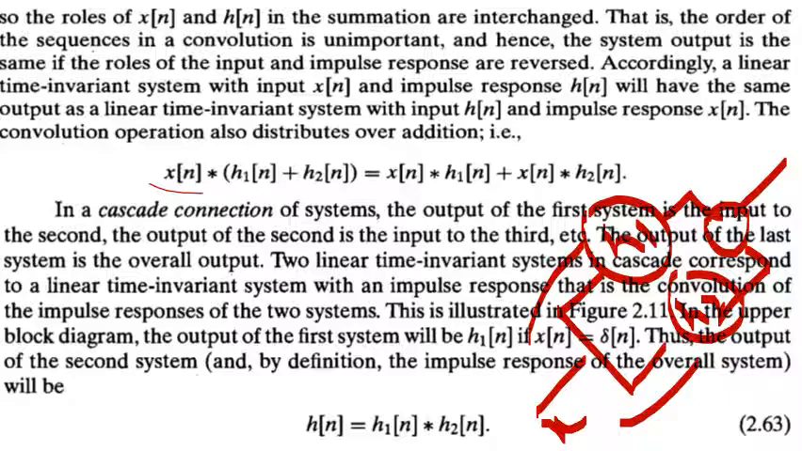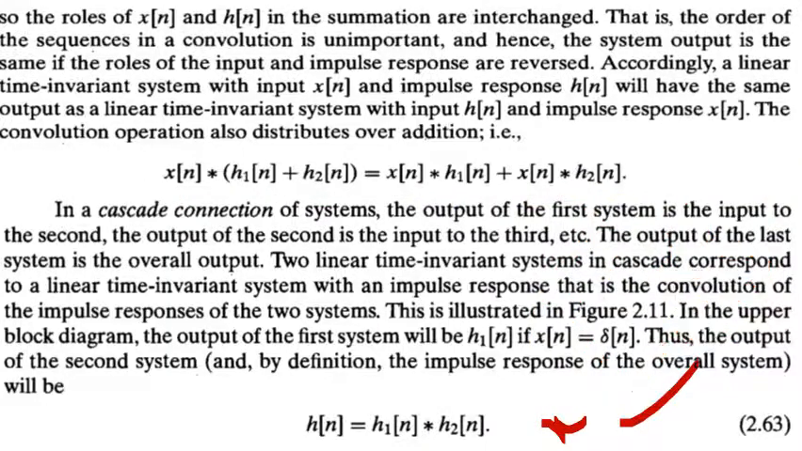So here you can see we are adding, because addition is easier. We are adding these two, and whatever the overall response, we are convolving this with x. The other way is that I can convolve x with h1 and then convolve x with h2. So this is like distributing the input on two impulse responses. So this is the distributive property.